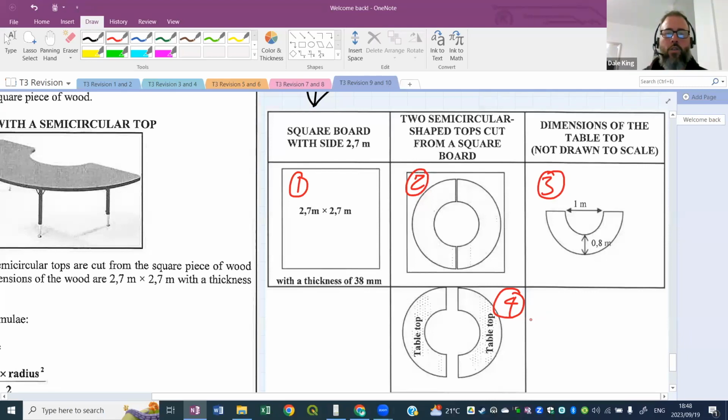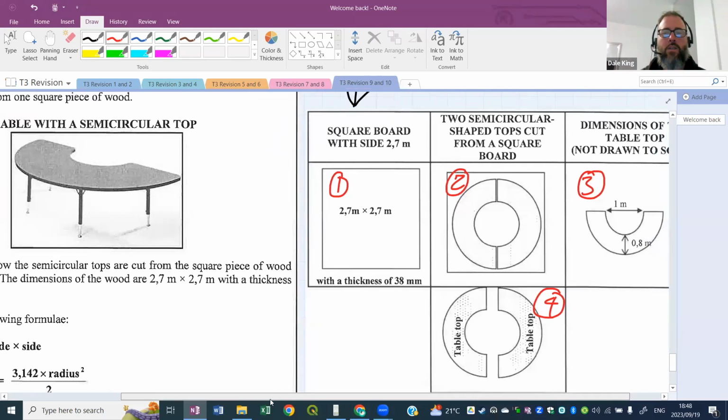Okay, I hope you understand. So square piece, draw some circles on it, cut them out, and you get these semicircular shapes. Okay, so that's why this table looks like it does on the left-hand side here. So the semicircle shape like that comes from this method.